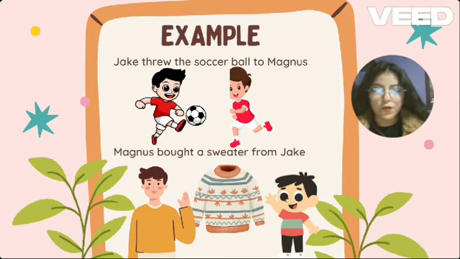Magnus bought a sweater from Jake. Agent: Magnus, the one doing the buying. Then a sweater, the thing being bought. Source: Jake, where the sweater comes from.